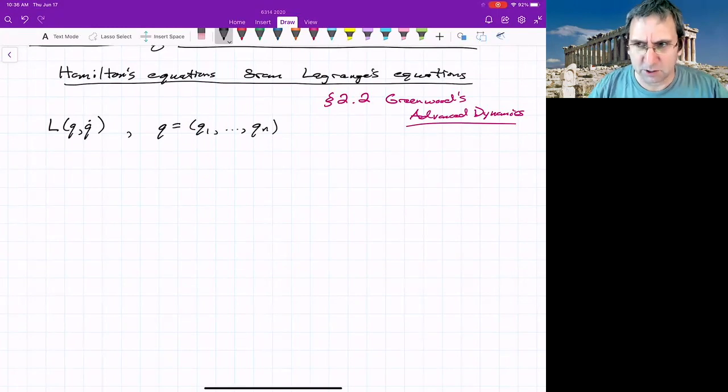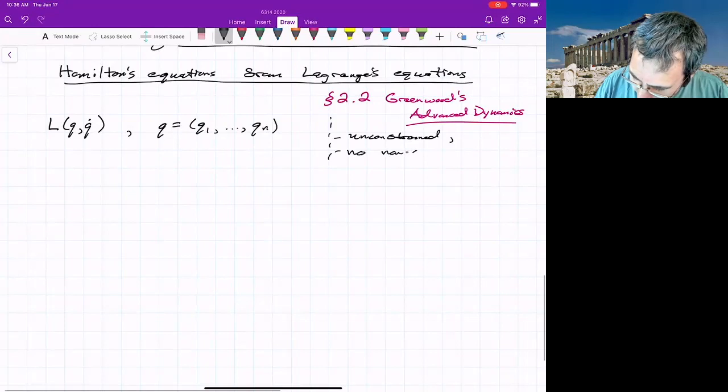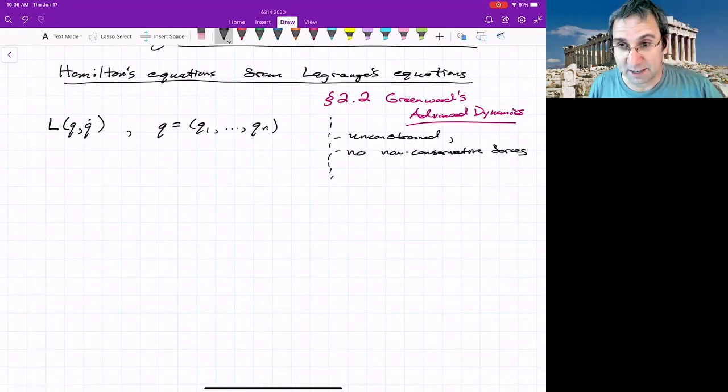And for now, we're going to assume that there's no constraints. So it's an unconstrained system and no non-conservative forces. It's a pretty big assumption. But that's where this theory works the best, and that's why it's pretty good for orbital mechanics, because you don't really have any non-conservative forces out there. Or if you do, they're really small, like drag or solar stuff. What's that called? Poynting-Robertson drag, solar wind.